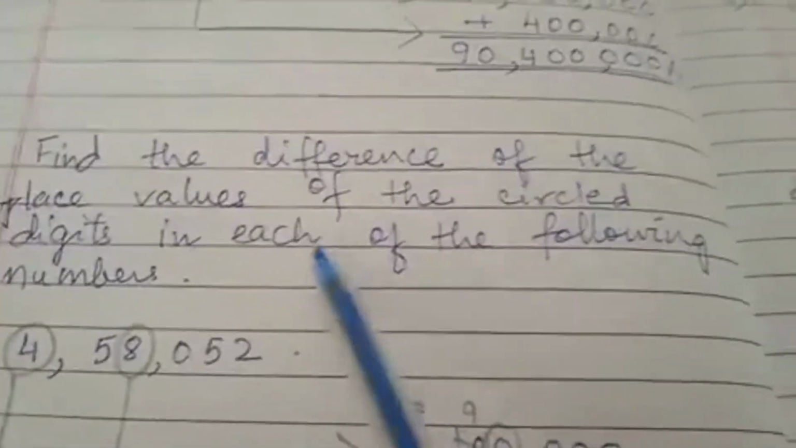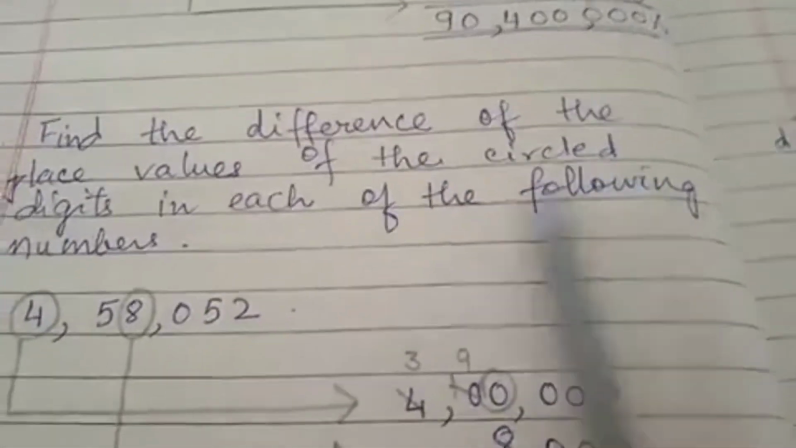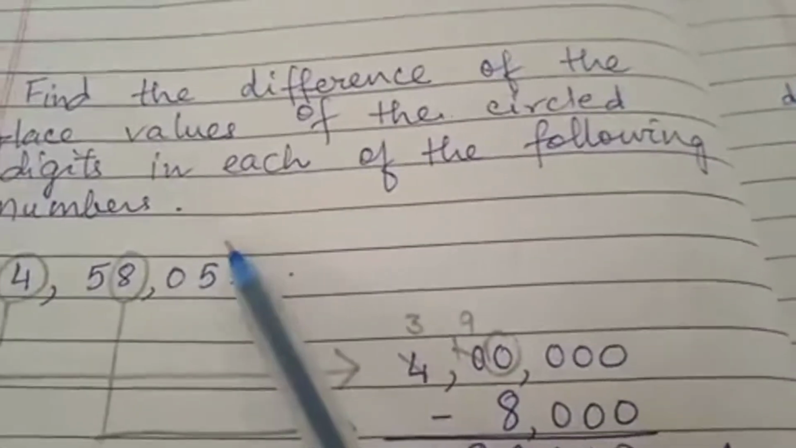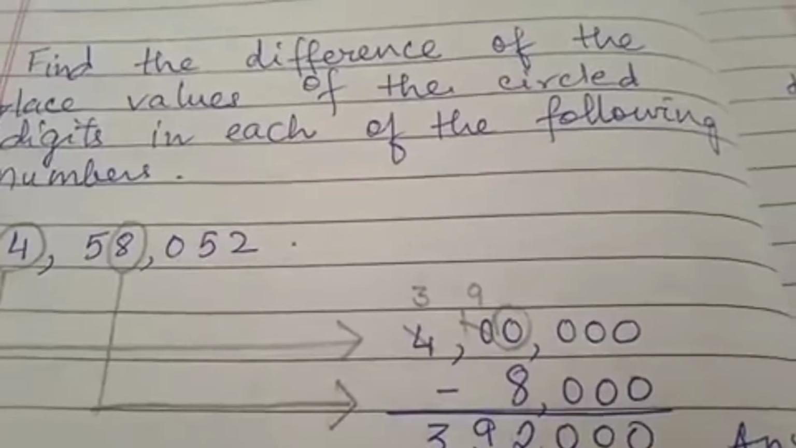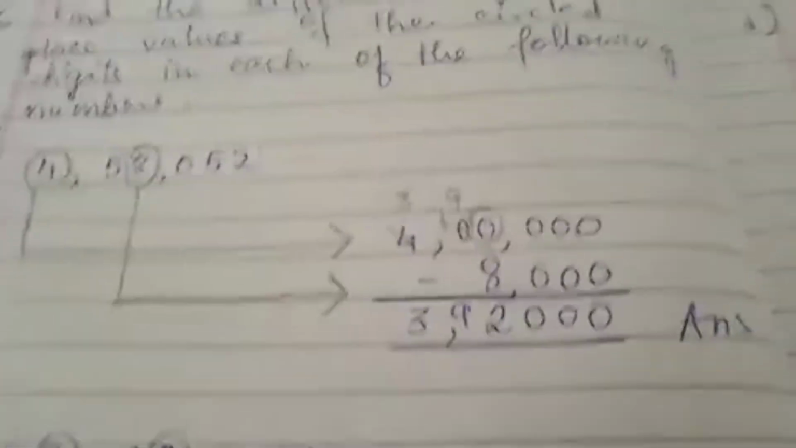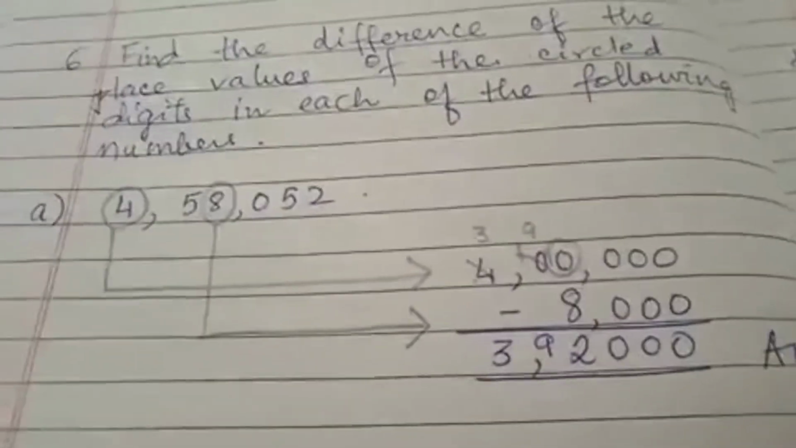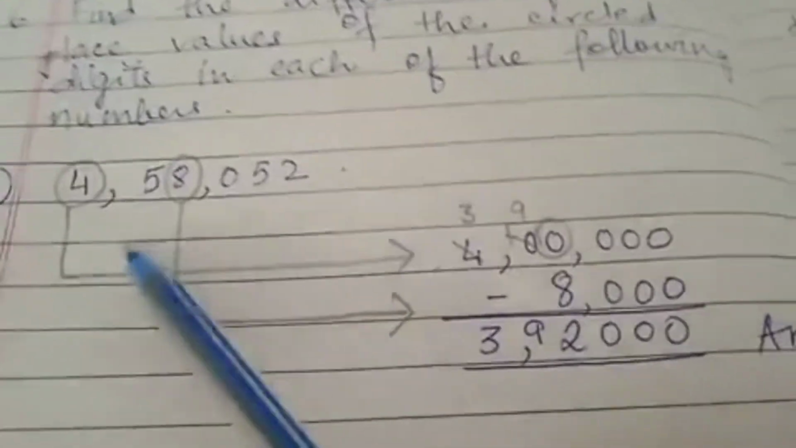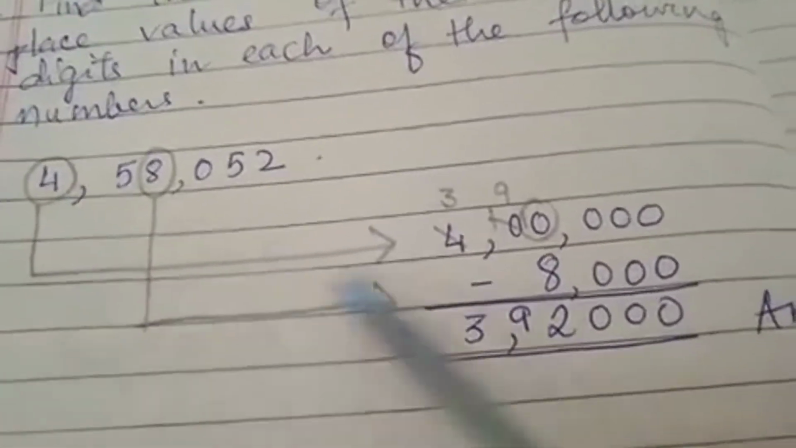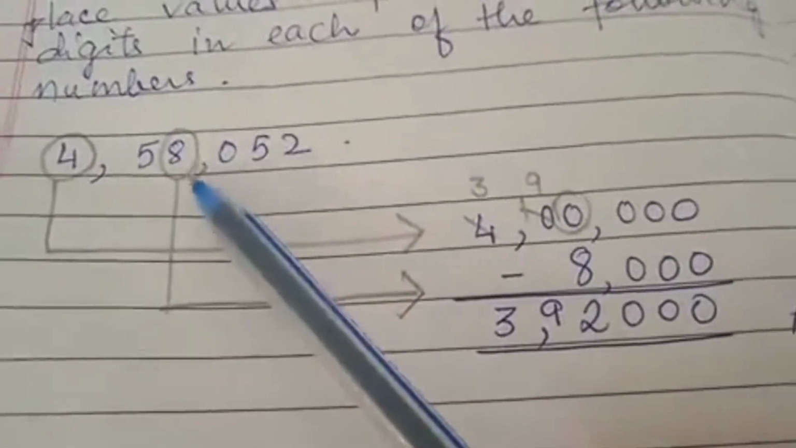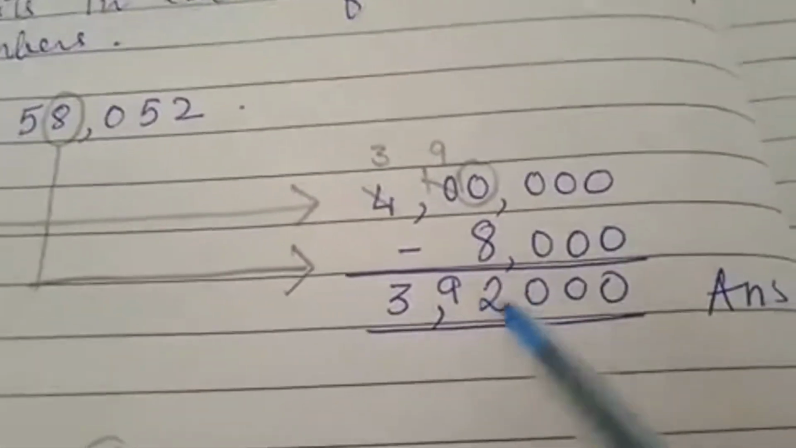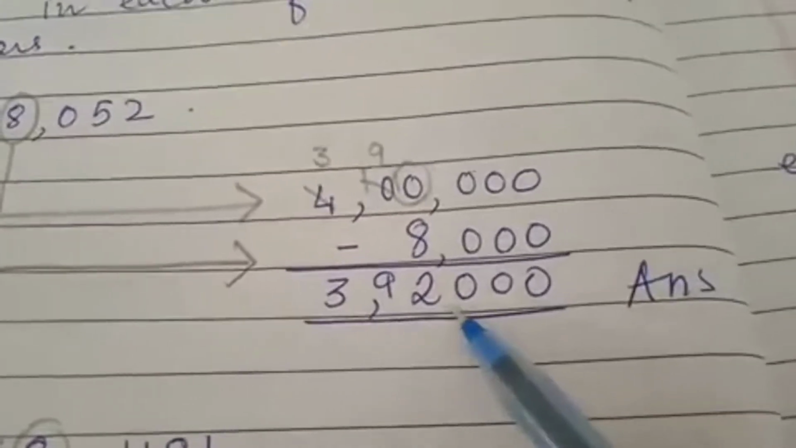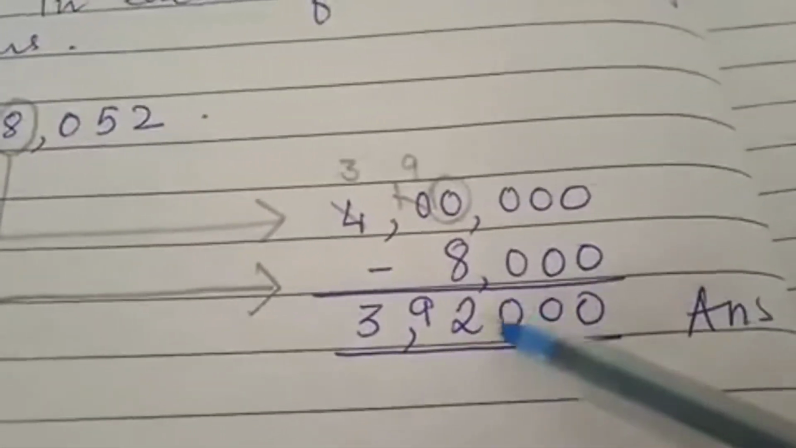So in question number 6, we will find the difference of the place values of the circled digits in each of the following numbers. We will find the place values of the circled digits and then subtract them. So number A, 4 in the 1 lakhs place, so 4 lakh, minus this 8 in the thousands place, means 8,000. When you subtract after borrowing and all, you will get 3,92,000 as the answer.